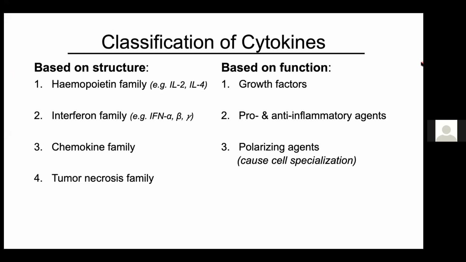The functional classification, so this is based on the effect of the cytokines. So those that are growth factors. Then you have the pro-inflammatory agents and the anti-inflammatory agents, okay? So I'd actually have to split that into two groups. And then you have the polarizing agents. The polarizing ones are the ones that would basically cause cell differentiation into specialized cells, okay?